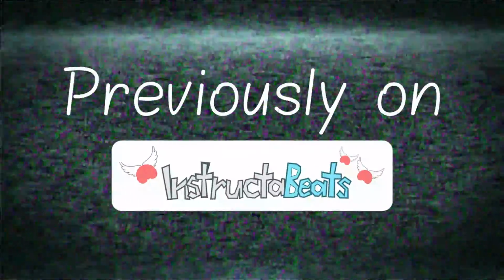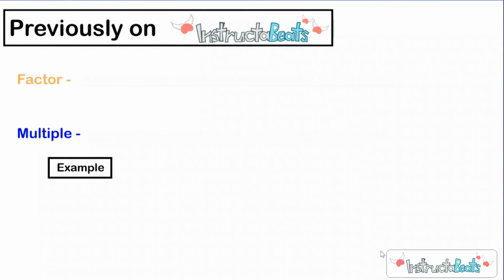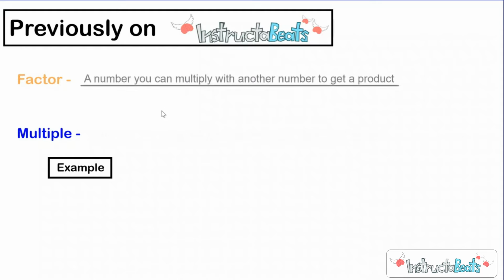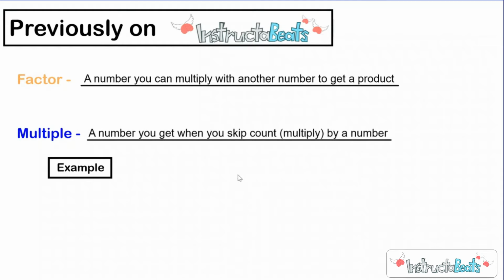Previously on Instructabeats, we've covered these topics. We're not going to spend a lot of time here, but a factor is a number you can multiply with another number to get a product. Kind of wordy. I'll give you an example in a second. And a multiple is a number you get when you skip count or multiply by a number.